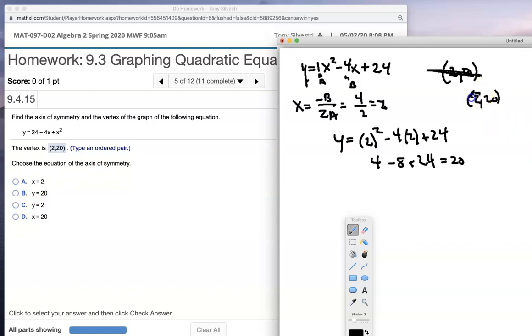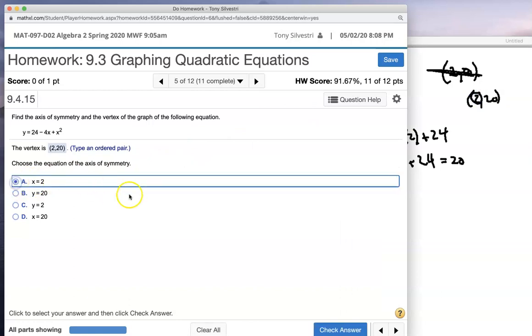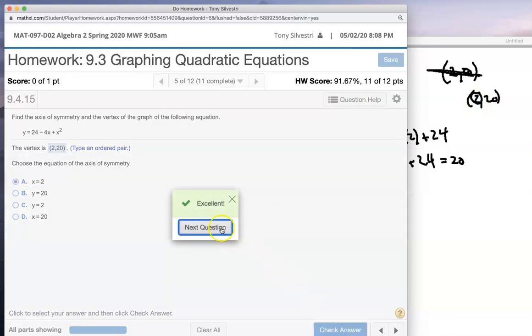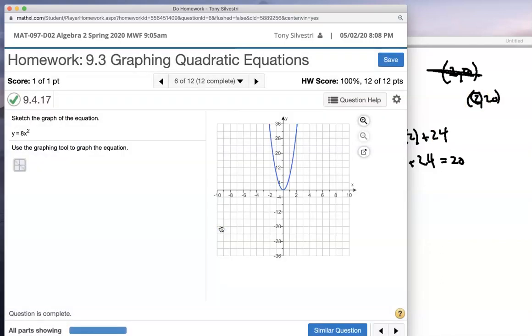So the vertex is x is 2. I'm going to go with this guy right there. Not 20, because the y value of the vertex is 20. The x value, 2. X equals 2. Check your answer. And I guess we're done with this.